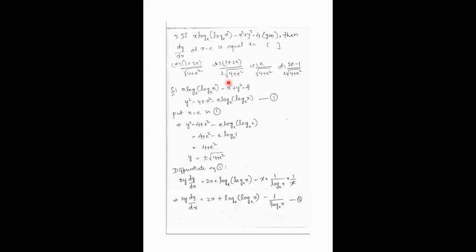Let's move to the 7th question. If x log x to the base e minus x square plus y square equals 4, where y is greater than 0, then dy by dx at x equal to e is equal to. Now the given equation is x log x to the base e minus x square plus y square equal to 4. From this, y square equals 4 plus x square minus x log x to the base e. Let this be equation 1.